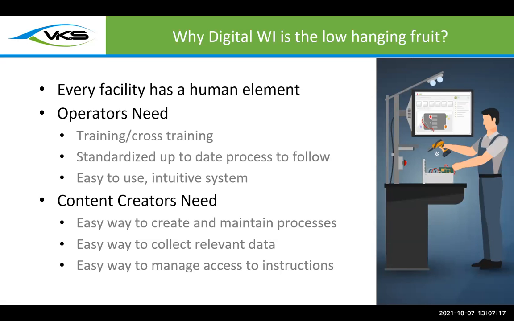But what we're really going to talk about today is the human element of the facilities and the organizations. Every facility has a human element, and you have operators and you have content creators, and they have different needs. So operators are going to need a few different things. Operators are going to need to be trained and cross-trained on items, or have the ability to easily be trained or cross-trained on different activities.